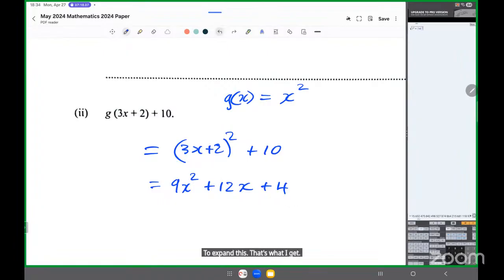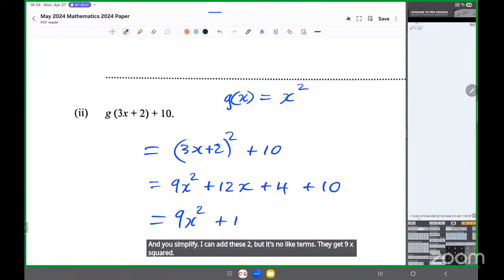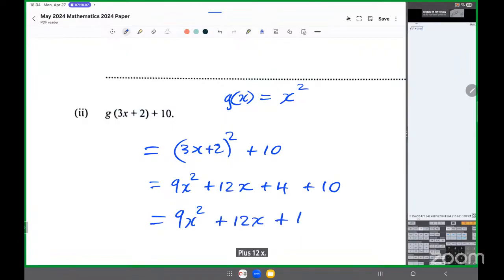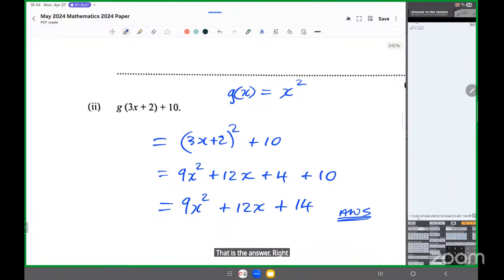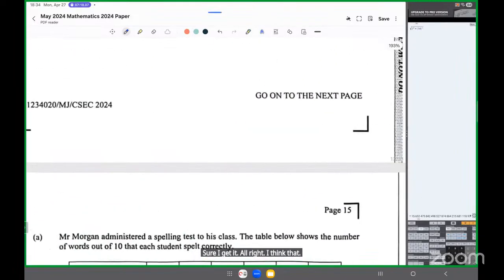And then we're adding back this plus 10 out here, so now plus 10. And you simplify, you can add these two values now, like terms. You get 9x squared plus 12x plus 14. And that is the answer right there. Nice and easy. I like this question. If you didn't get it, go and do it over. Make sure you get it. All right. Next question. Oh, that one's done.